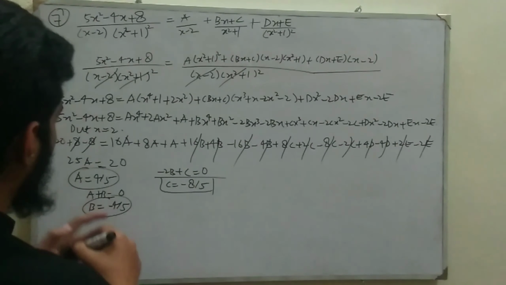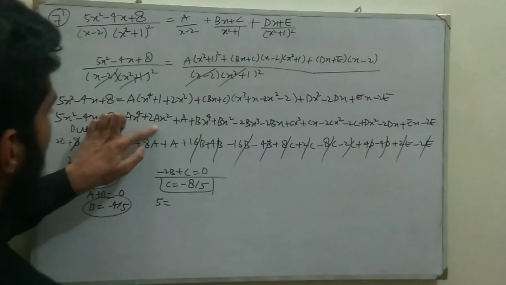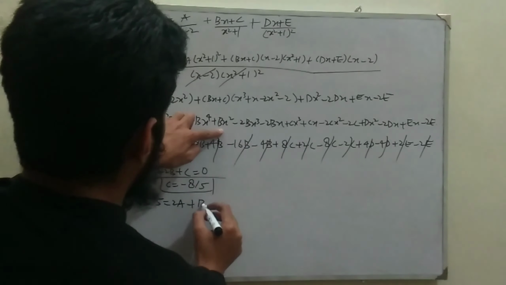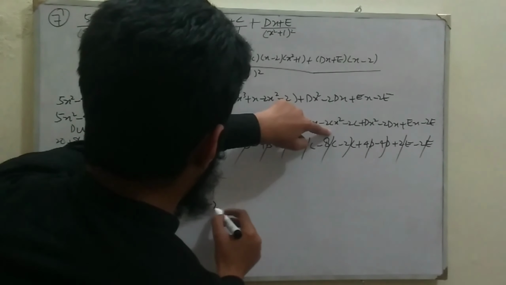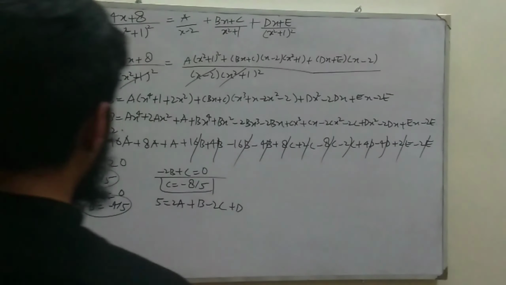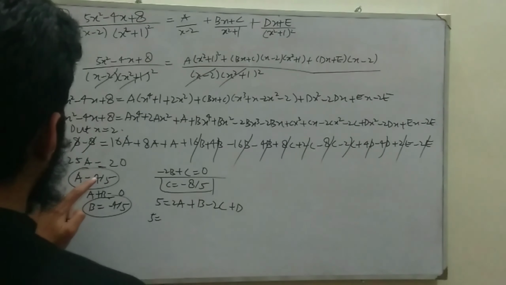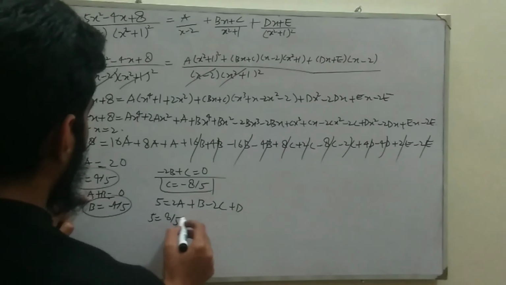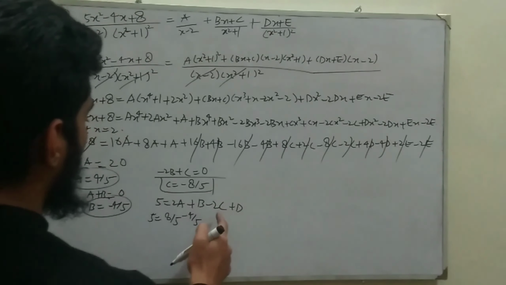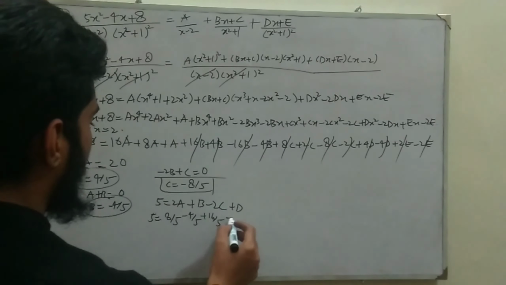Now comparing the coefficient of x square on both sides, on this side the coefficient of x square is 5, and on this side the coefficient of x square is 2a, and here the coefficient is b, and the coefficient is minus 2c, and the coefficient is plus d. Now putting a, b, c to get the required d, so 5 is equal to 2a, so a is 4 over 5, so 8 over 5, and plus b, b is minus 4 over 5, and plus minus 2 times c, so minus 2 multiply minus 8 over 5 gives us 16 over 5, plus d.